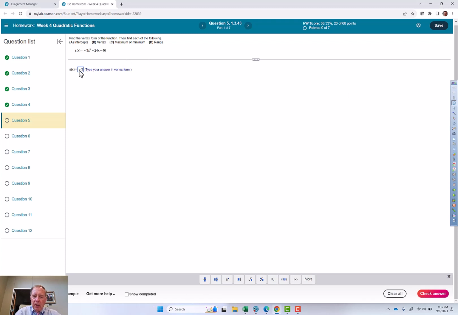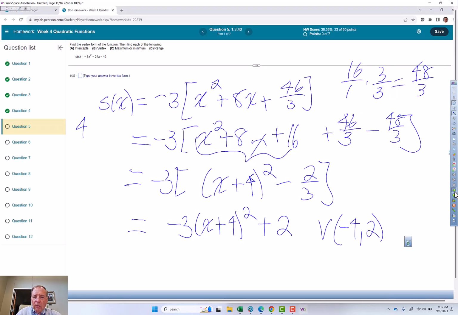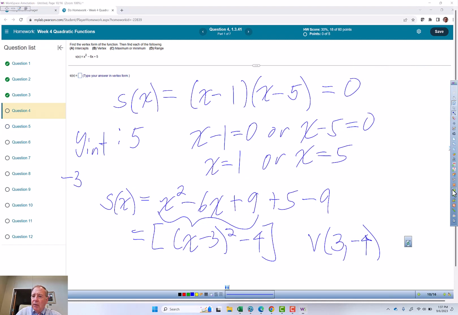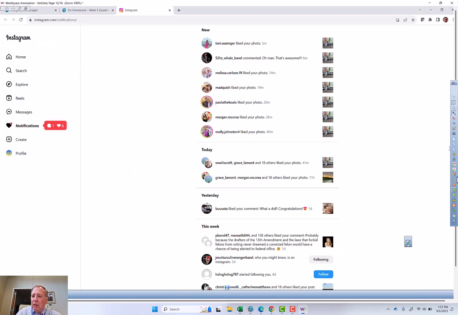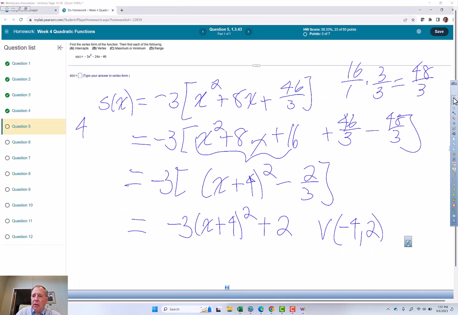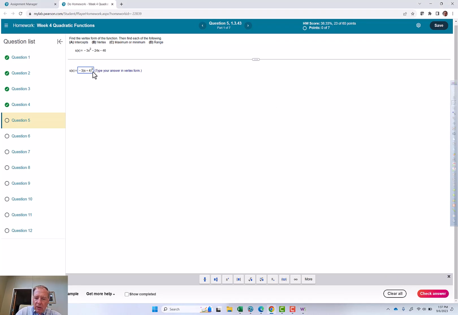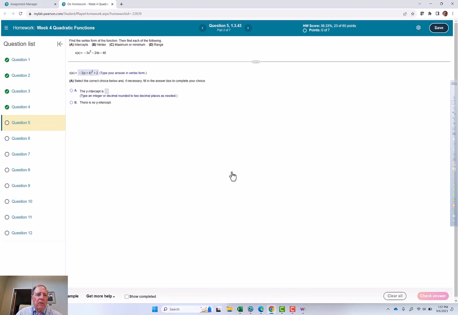Negative 3, parenthesis, x plus 4, close the parenthesis, exponent squared, and I forgot the whole thing, so plus 4 squared plus 2 at the end. So plus 2. Check answer, good job. Select the correct choice below, and if necessary, fill in the answer to complete your choice.